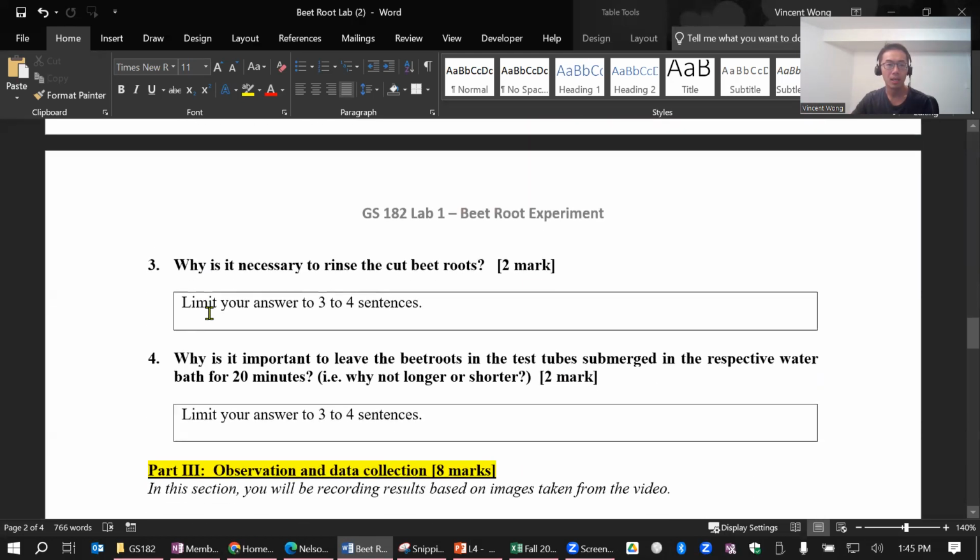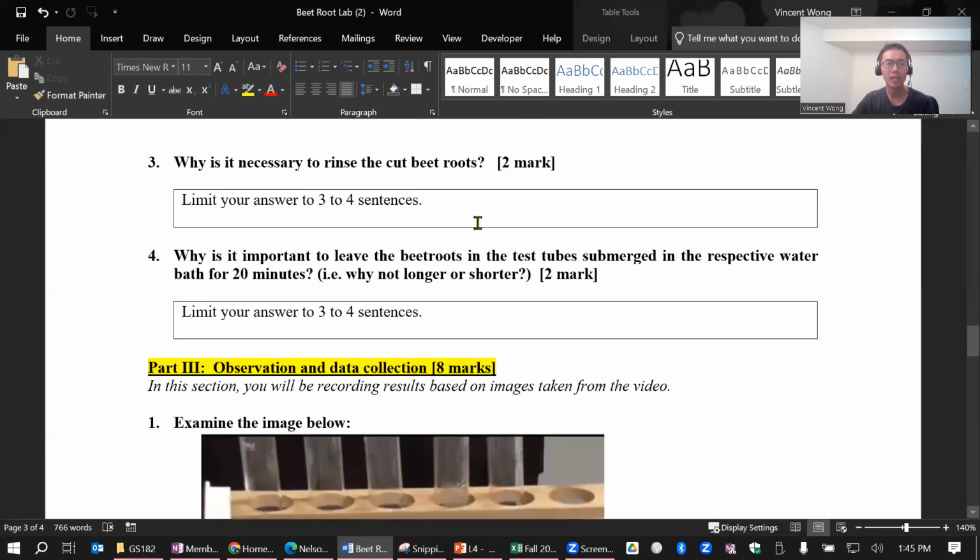Why is it necessary to rinse the cut beetroots afterwards? So you see the lady, after she cuts it, she washed them and then pat them dry. So tell me why she needed to do that. What if she doesn't do that? How is that going to affect the results?